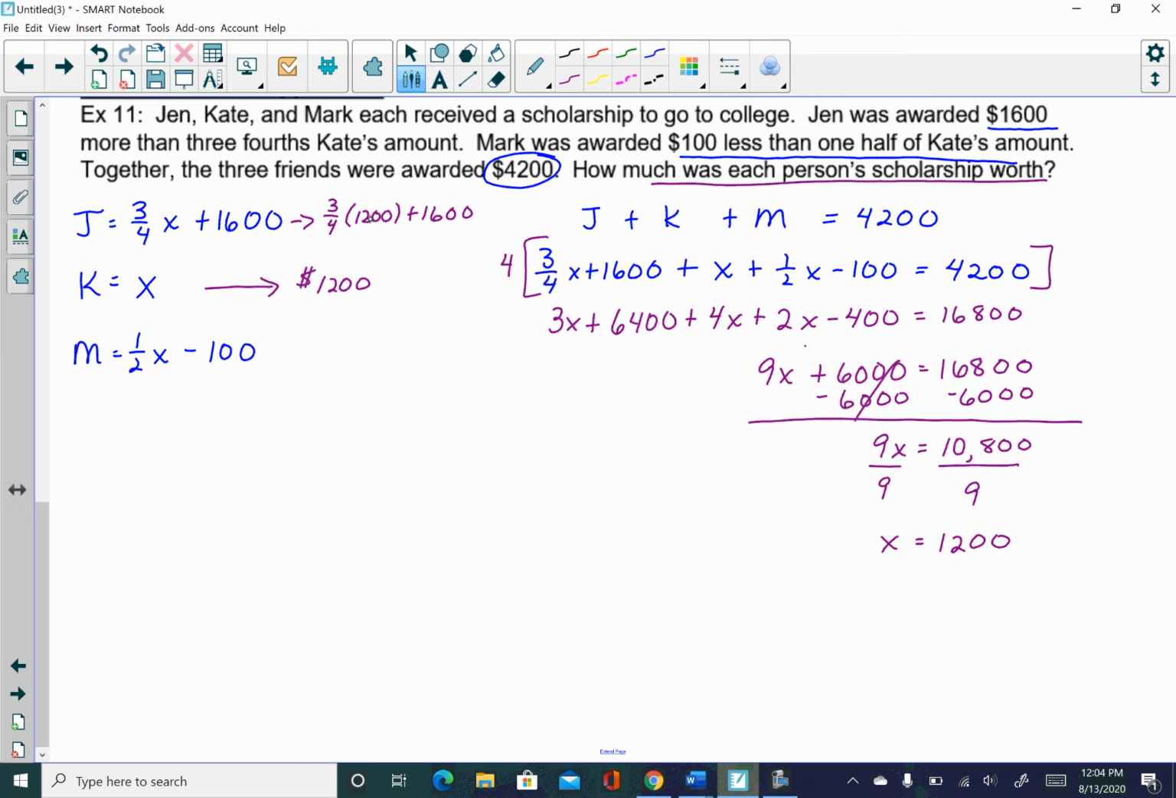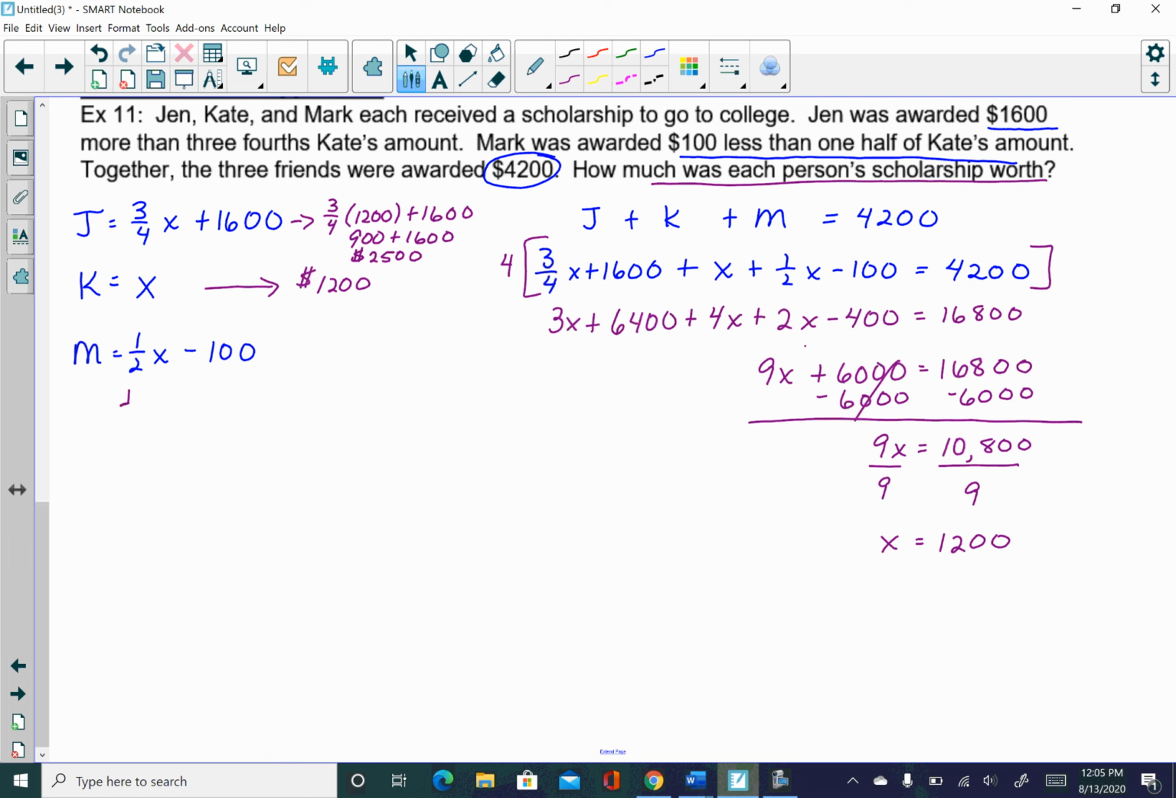You could do this in your calculator, or you can think about it by hand as well. I'm going to do 3/4 times 1,200 by hand since I don't have my calculator right here. 1,200 divided by 4 would give me 300. 300 times 3 would be 900, plus 1,600. That would give you 2,500. So Jen's amount was 2,500.